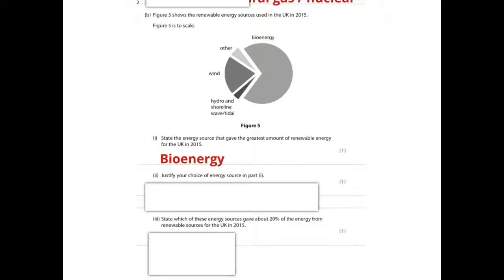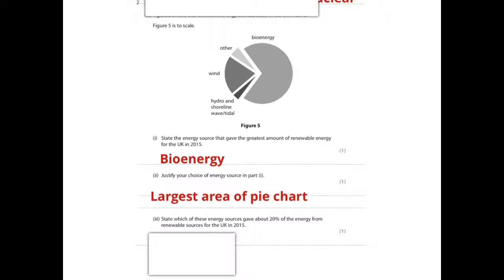Justify your choice of energy source in part 1. Because, why do we know that? Because it takes up the largest proportion of the pie chart. So largest area of pie chart.